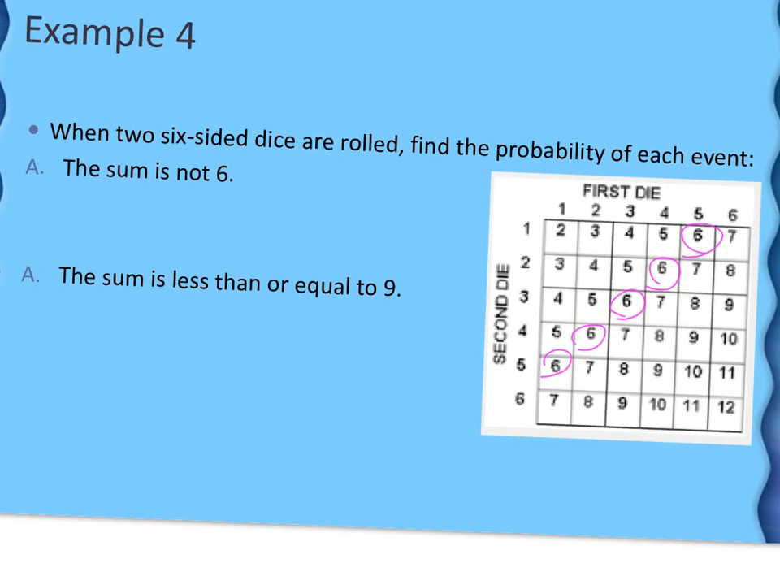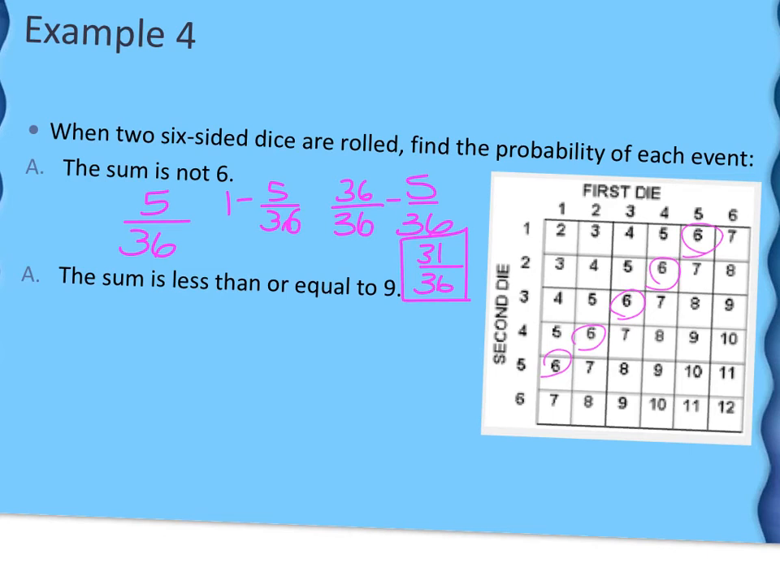36. So if 5 out of 36 is what I don't want, then I would do 1 minus 5 out of 36, or 36 over 36 minus 5 out of 36. And I get 31 out of 36. Questions so far? So that's a way in which obviously the complement might make it faster.